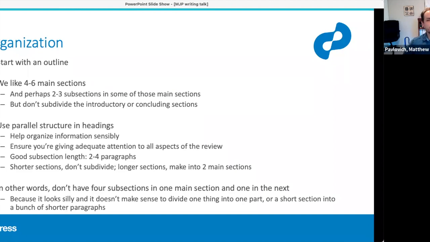Don't have 4 subsections in one section and then one in the next. And then if you sort of zoom out and look at this from the outline, it's going to look silly. You've got a bunch of short paragraphs in one area. You've got a bunch of long paragraphs in the other. Just make sure that everything has its due weight, proportional to how important it is in the literature.